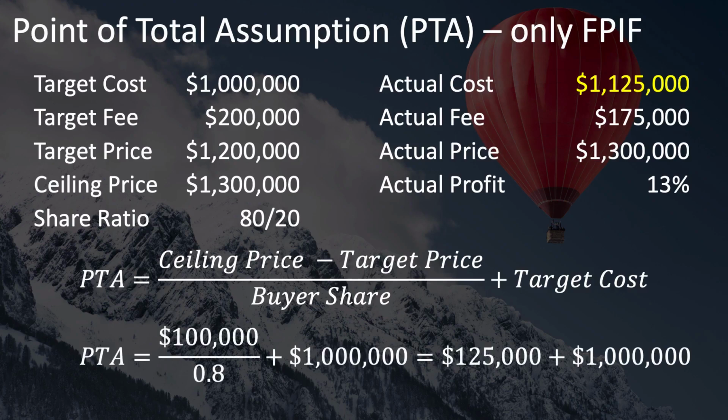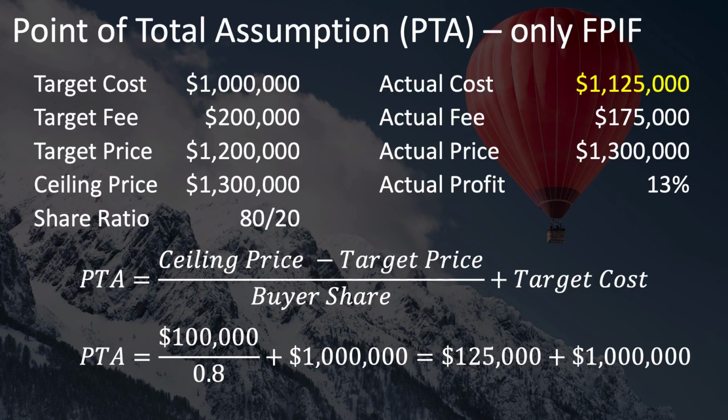Divide this $100,000 by the buyer's share of 80%, and you have $125,000 worth of cost overruns before the buyer stops paying anymore. Add this to the target cost of $1 million, and you have $1,125,000 of actual cost as your point of total assumption.